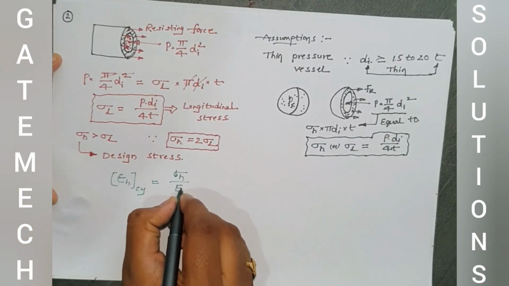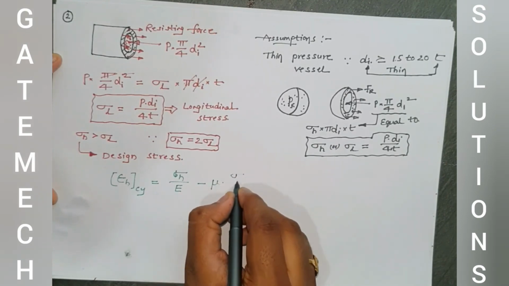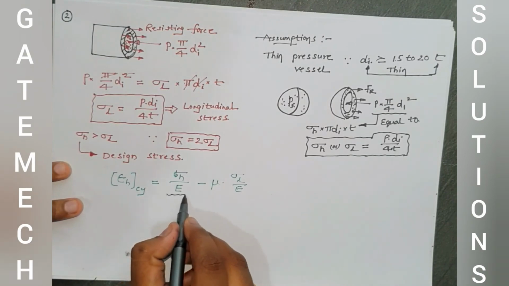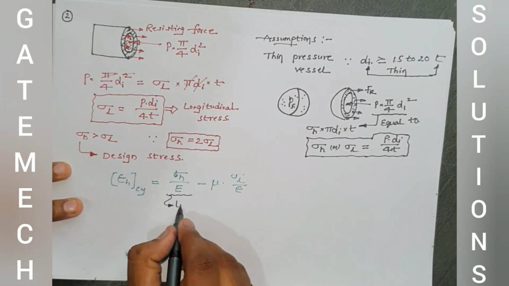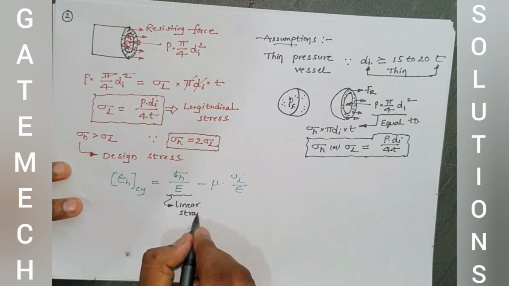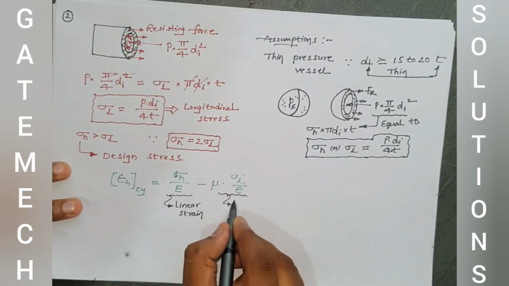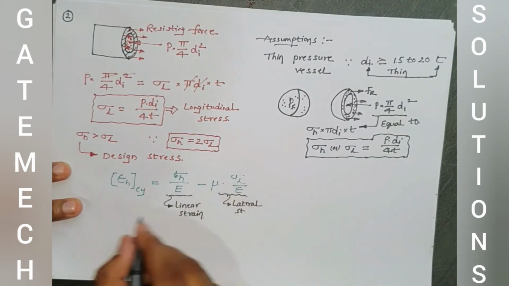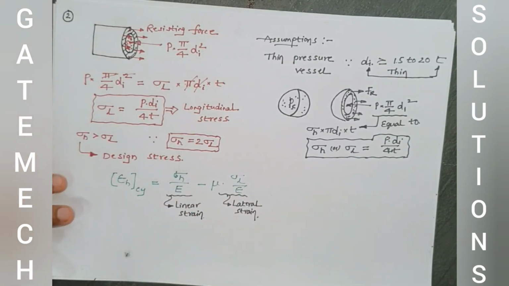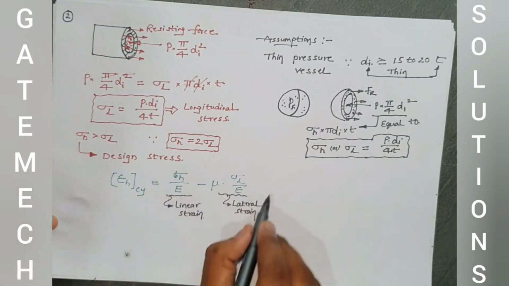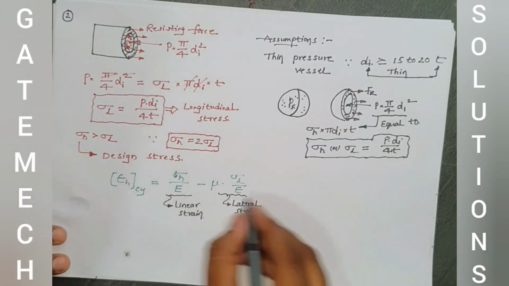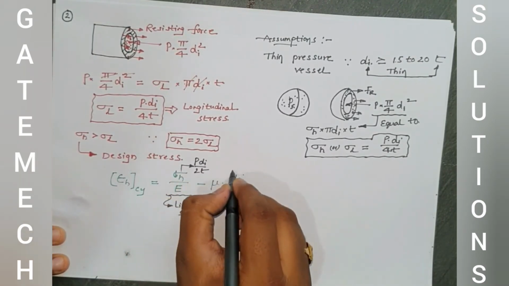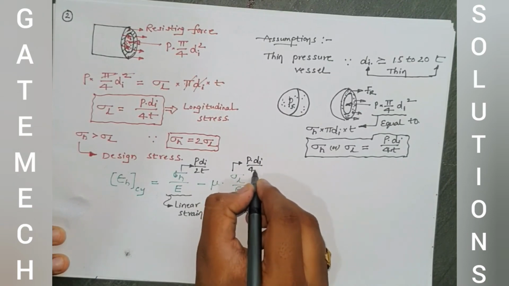Now, if you want to calculate the hoop strain for a cylinder, the formula is given as sigma H by E minus mu times sigma L by E. Here, sigma H by E is the linear or longitudinal strain, and this is the lateral strain. This we can calculate from Hooke's law, and this from Poisson's ratio. So in the hoop direction, this is the net strain value. Here the formula is PD by 2t for hoop, and PD by 4t for longitudinal, that we have proved.